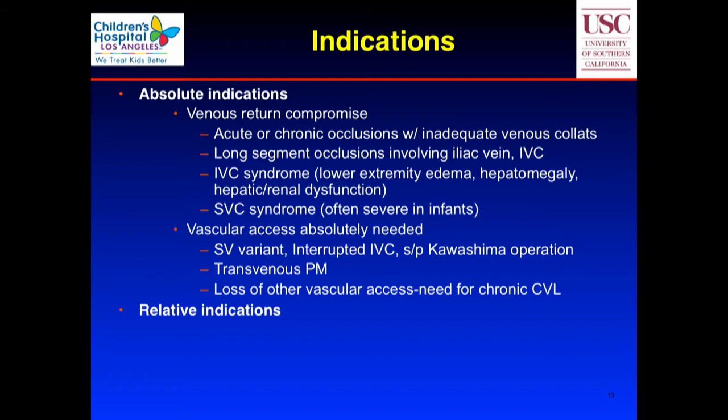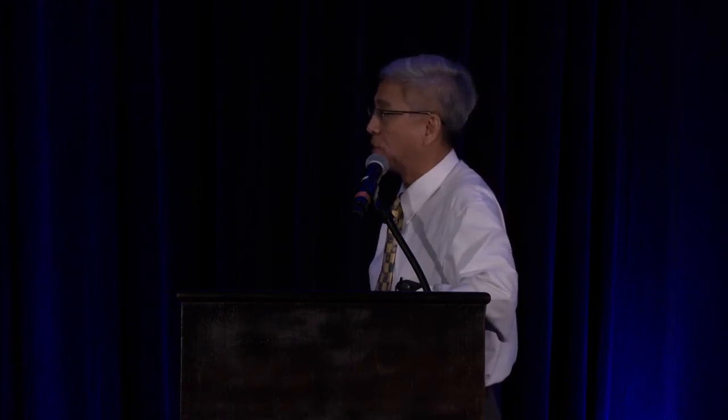There are some relative indications, and that is usually the patients who don't have symptoms, but they have adequate collateral flow. Why is that a relative indication? It's good until you need access, and of course by that point you don't get it anymore. So if you know it's occluded, just because you don't have any symptoms doesn't mean you shouldn't try to take care of it ahead of time.